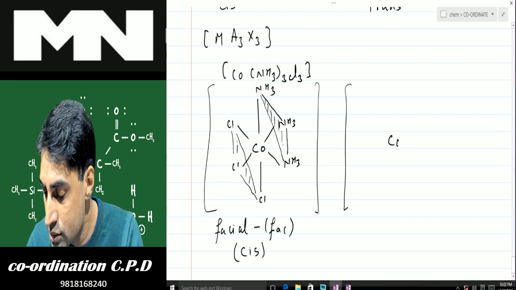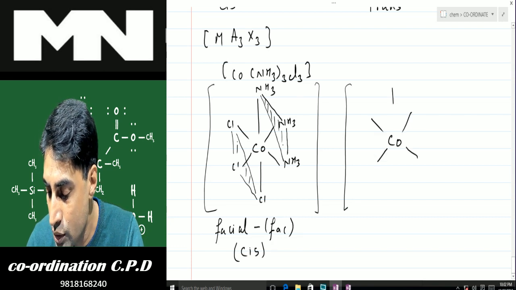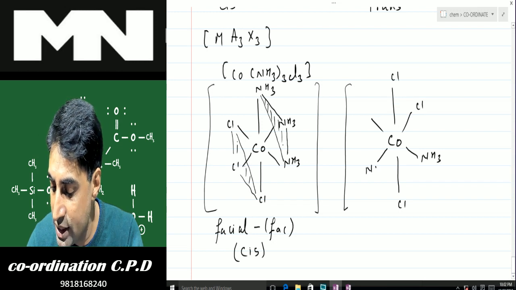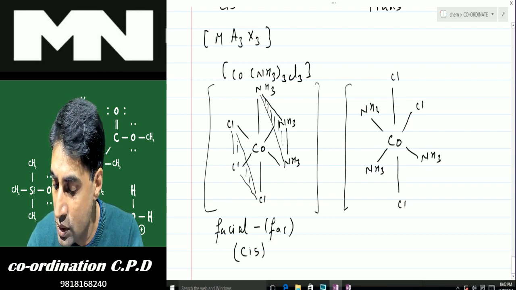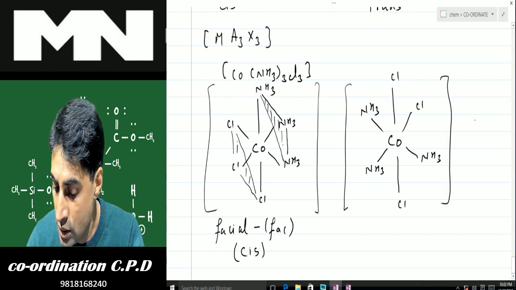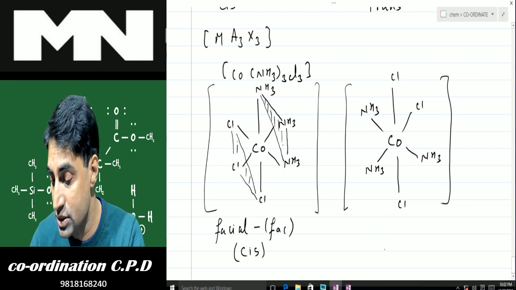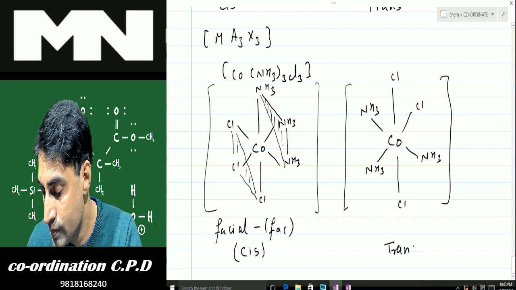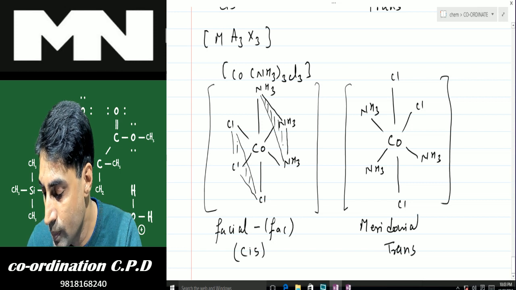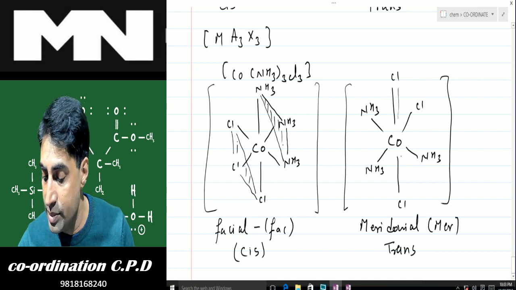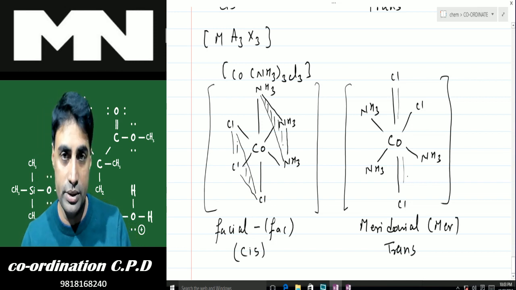Another one I am drawing: CO 1, 2, 3, 4, 5 and 1, 6. Cl, Cl, Cl, NH3, NH3, NH3. The like groups, they are on the opposite side. Cl, you can see that it is on the opposite side. That's why it is very similar to trans. But very correctly it is known as meridional or mer isomer. Meridional because the two Cl, they are on the meridian. They are just opposite to each other. That's why it is meridional.